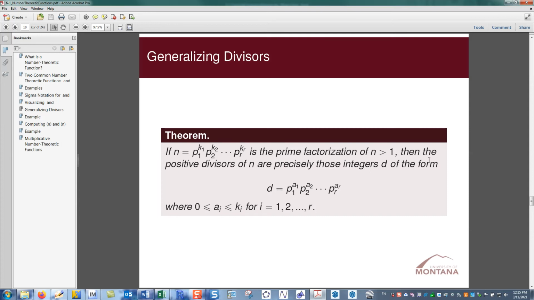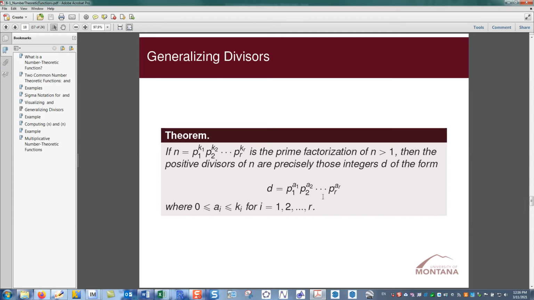k sub 1, k sub 2, up to k sub r are all those exponents associated with each of the prime bases. Then it turns out that the positive divisors of n are precisely those integers d of this form, where d is p1 to the a1, p2 to the a2, up to pr to the ar, so all the same prime bases, but the exponents are a1, a2, up to ar, where those a sub i's are all either 0 or in between 0 and k sub i, where k sub i is the exponent on the prime base in the number n itself.